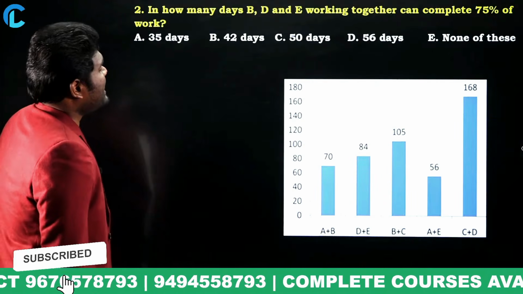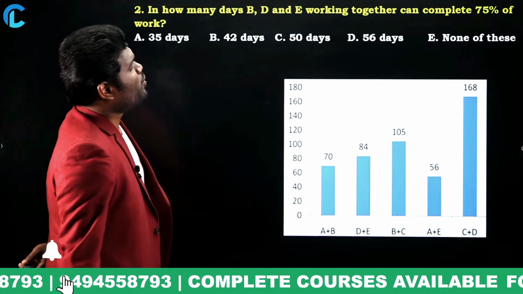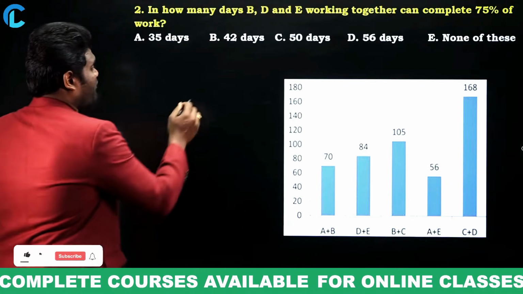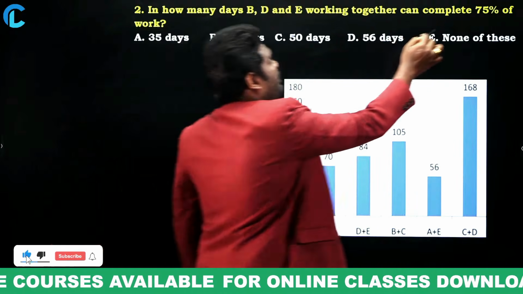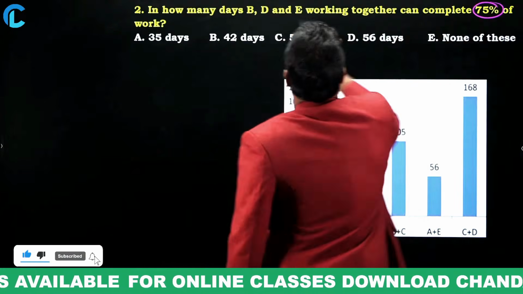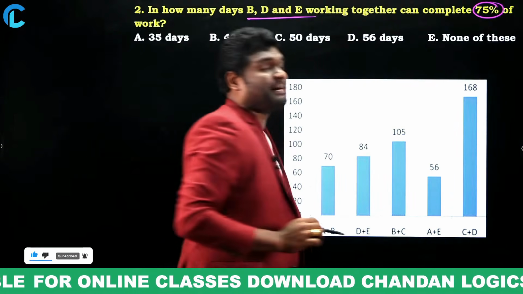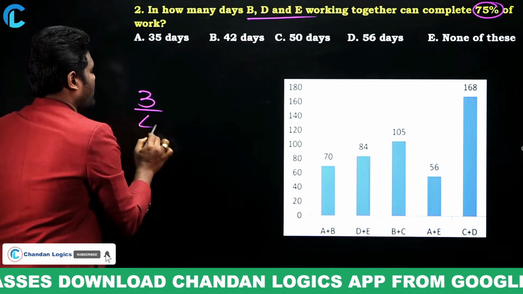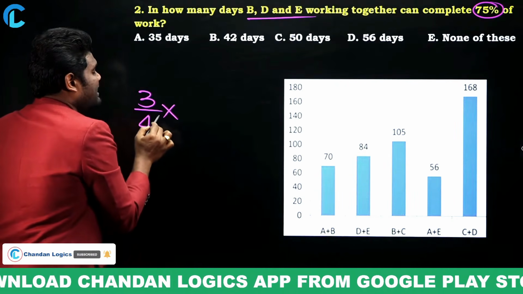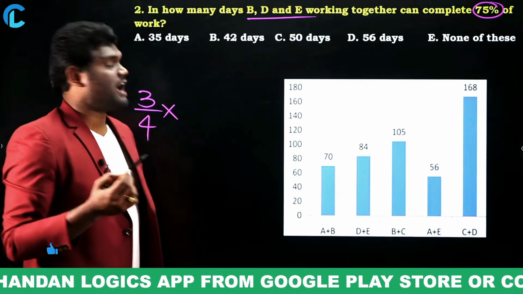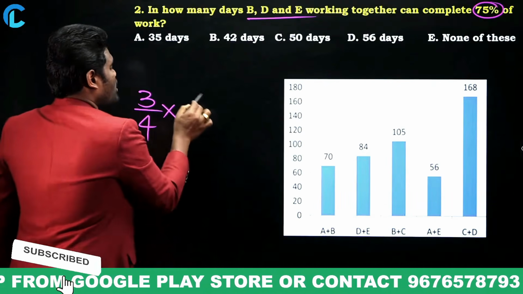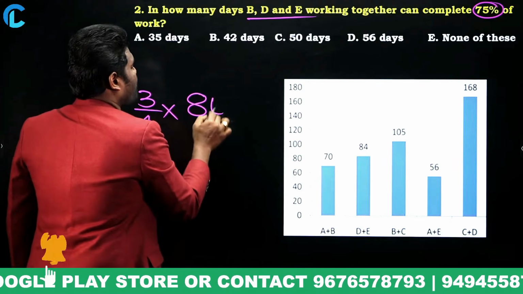In how many days can B, D and E working together complete 75% of the work? 75% of the work should be completed by whom? B, D, E. 75% in terms of fraction is 3 by 4. Yes or no? So total work, how much? Total work we are assuming is 840. So 75% of 840.